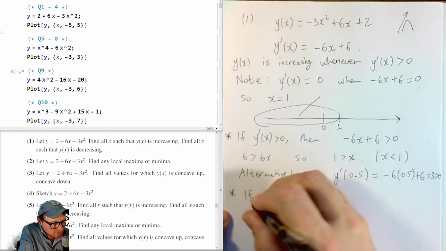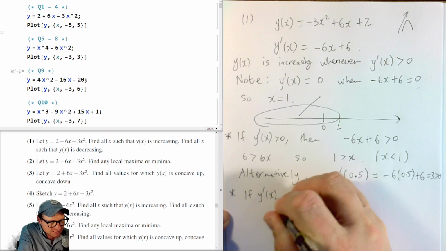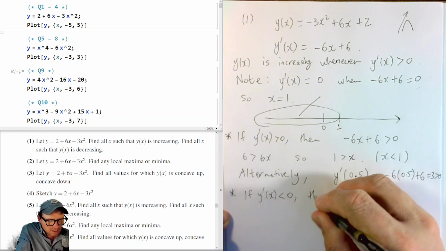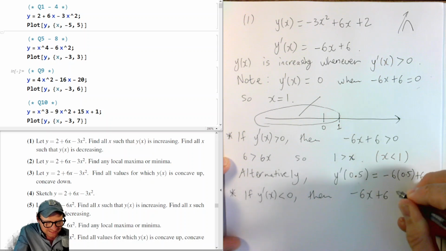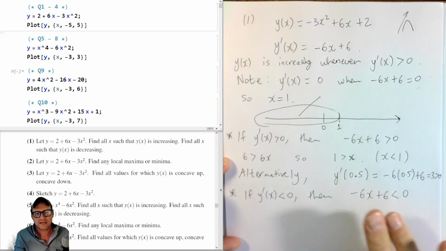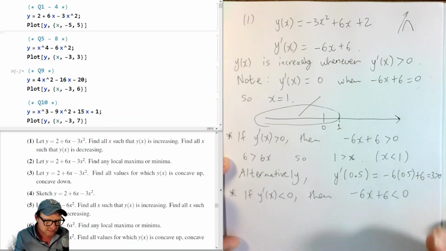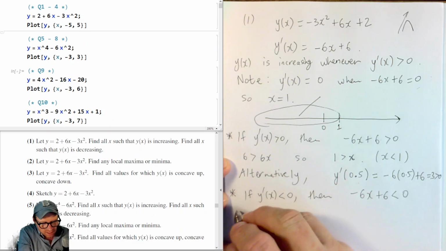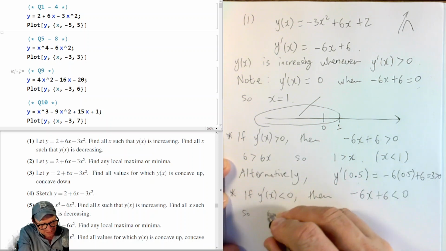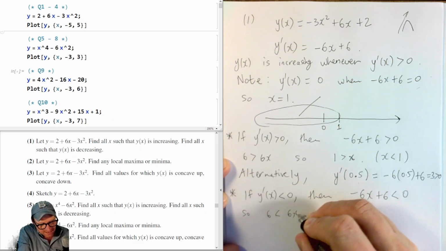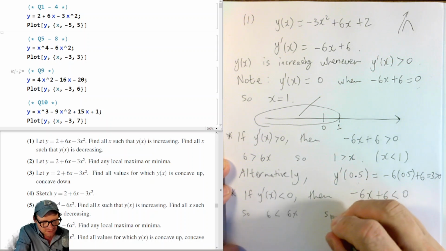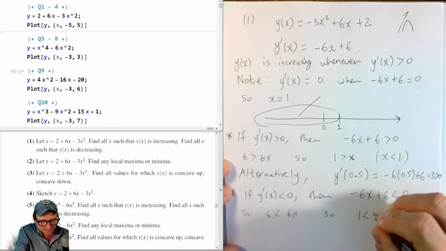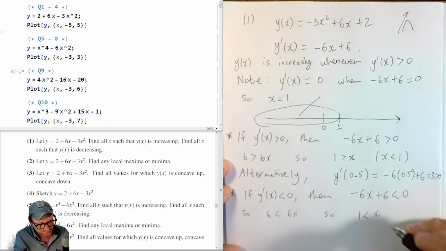So if y dash of x is negative, then minus 6x plus 6 is negative. And so again, we can add 6x to both sides, and so we get 6 is less than 6x. And then we multiply both sides by 1/6, and so we get x is greater than 1.